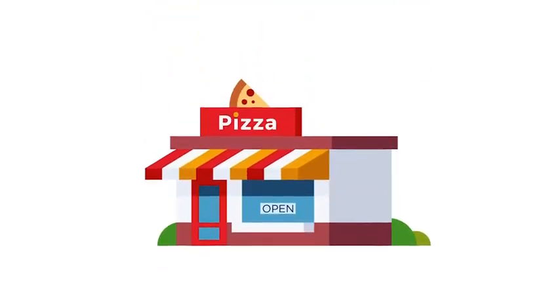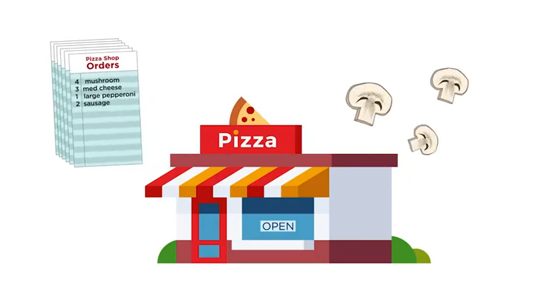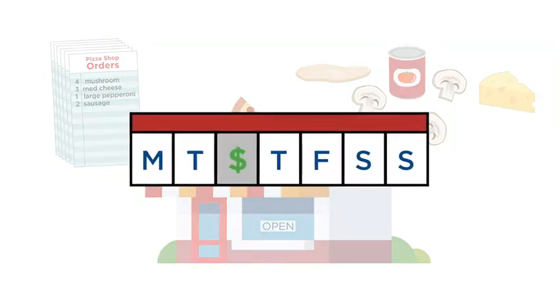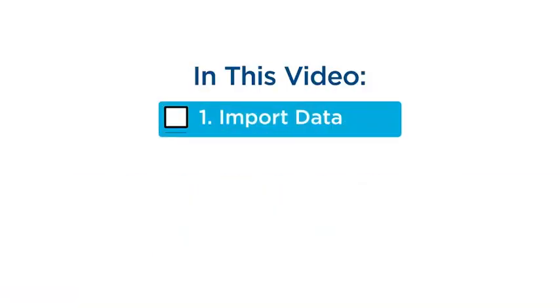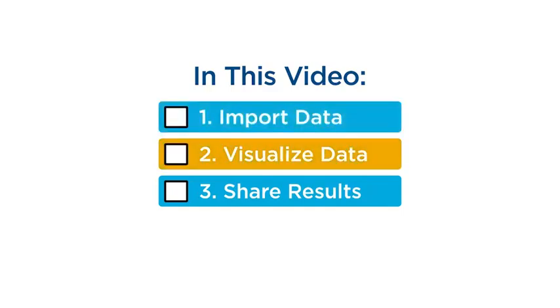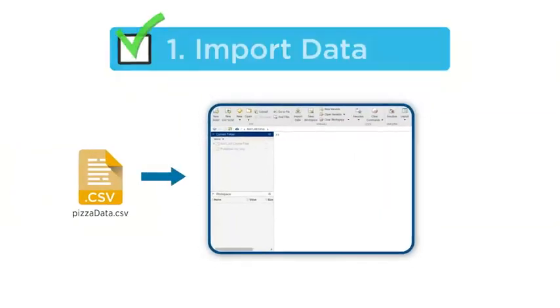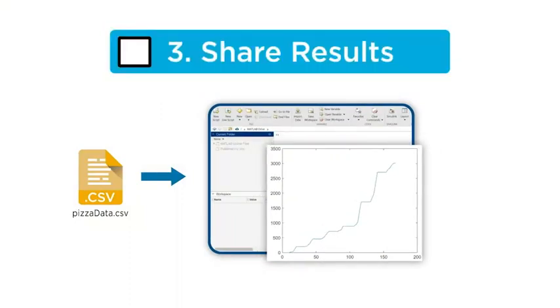Imagine you own a pizza shop and you keep records of completed orders and used ingredients. Now, you need a way to understand and visualize the data to do further calculations. In this video, you will take your first steps in MATLAB. You'll import pizza data, visualize the completed orders of a whole week, and then export the visualization to share it with others. Finally, you'll save your variables for later.